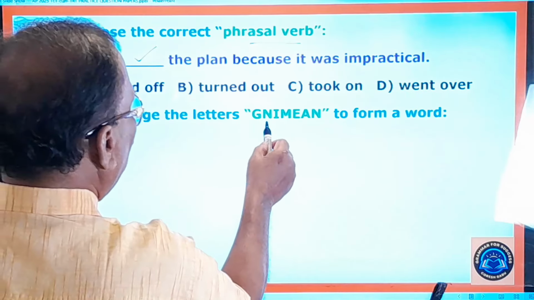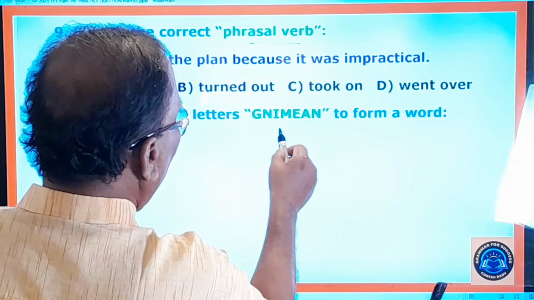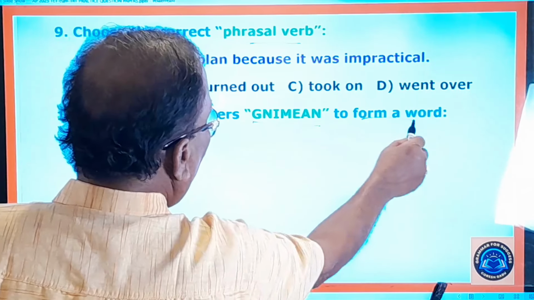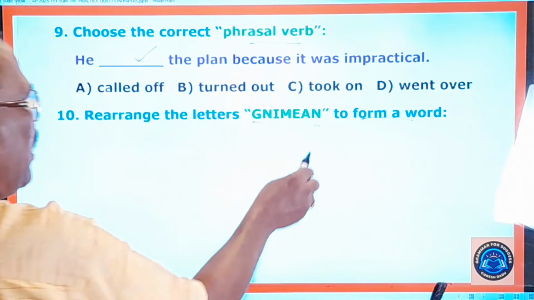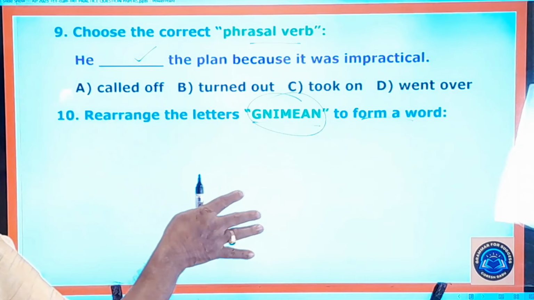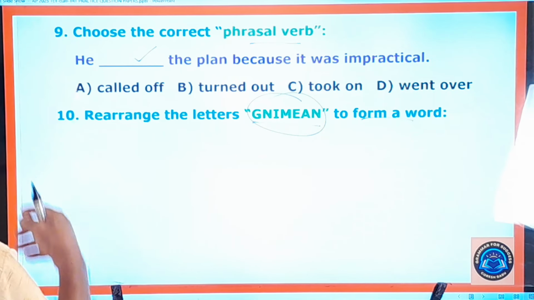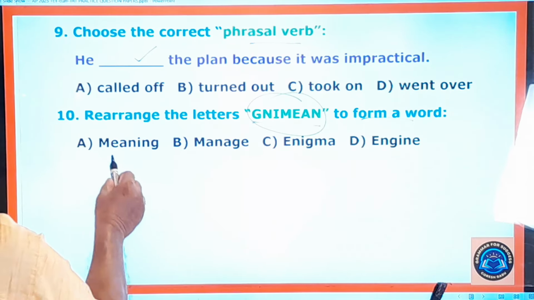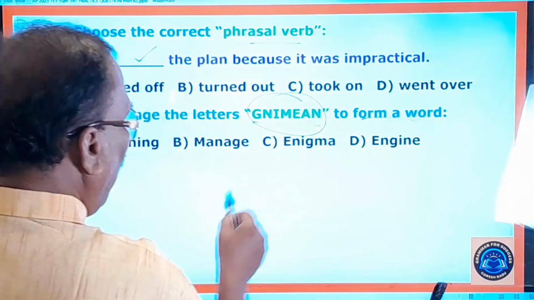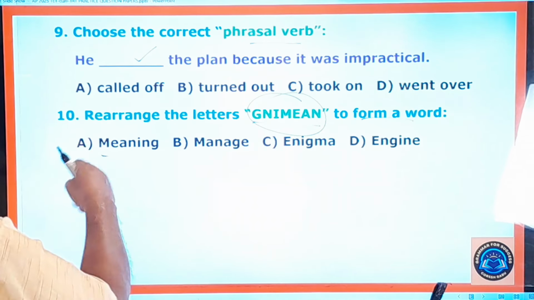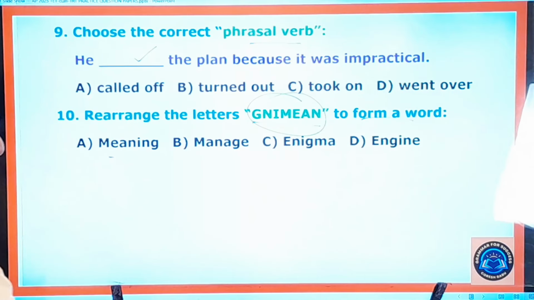Rearrange the letters GNI, MEAN. Okay, these are the letters given, and now you have to form these letters into a meaningful word. So what are the options given here? Meaning, manage, enigma, engine. Okay, and in this way 10 questions are over on vocabulary.